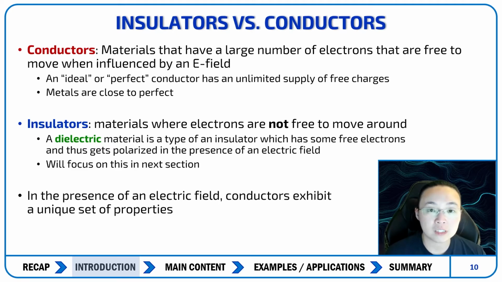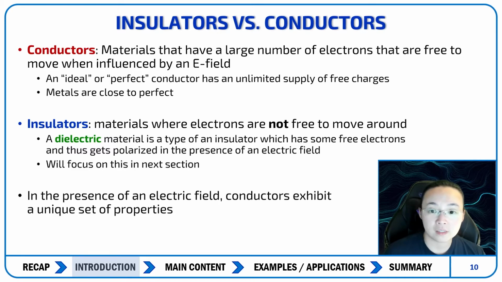So a dielectric material is what we're going to focus on in the next section. But a dielectric material is a type of insulator where some of the electrons are free to move around when an electric field is present. And that kind of movement comes in a very localized manner. It's not like the electrons are going to move from one side of the material to another. It's going to be slight movements to create dipoles and ultimately a polarization vector. So this is what we're going to focus on in the next section.